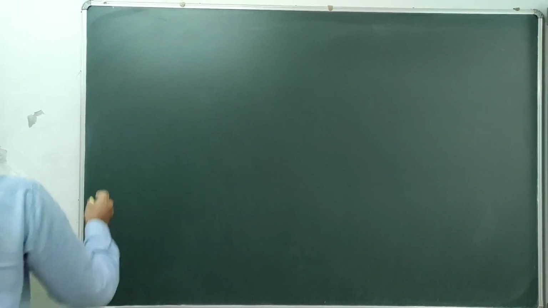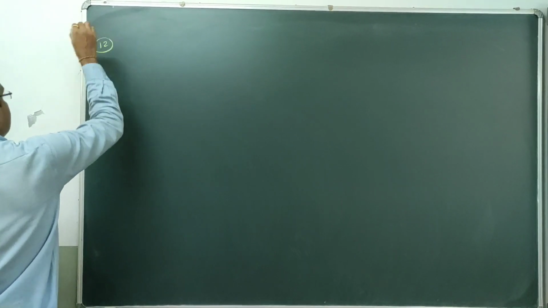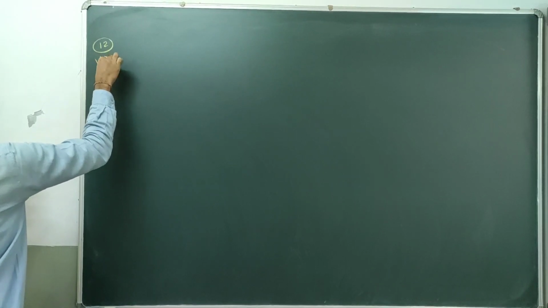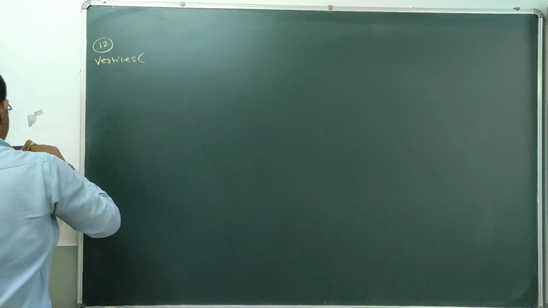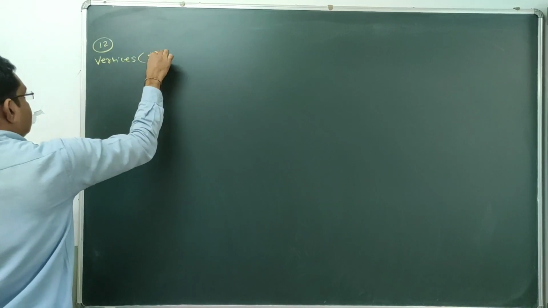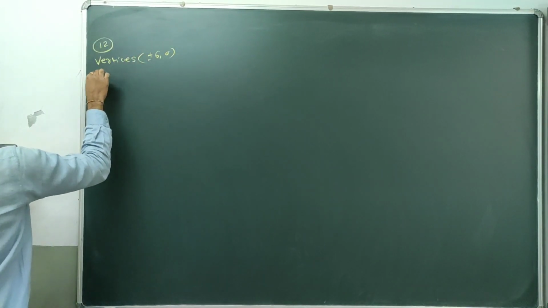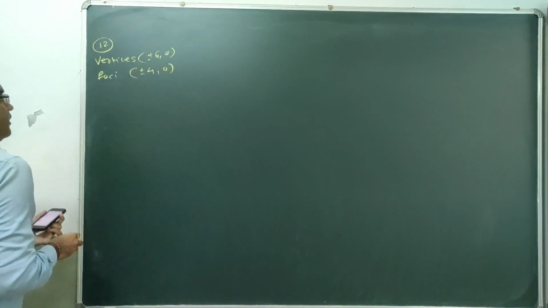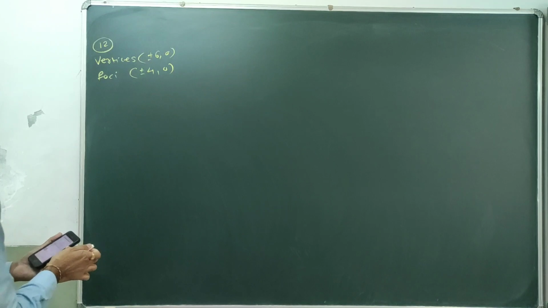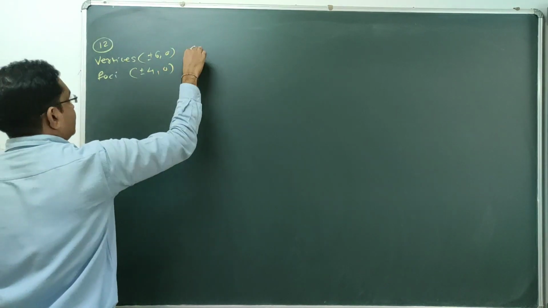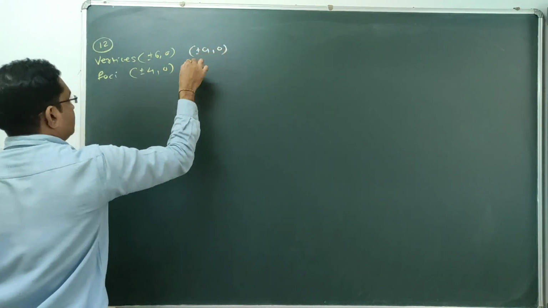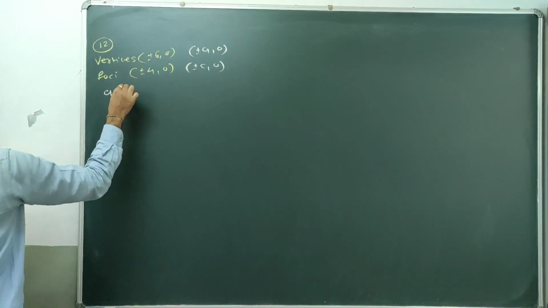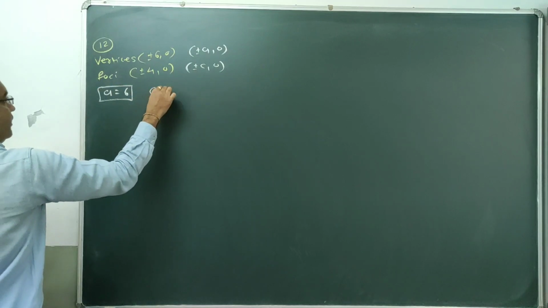So now question number 12. Here the conditions are: vertices of the ellipse are plus or minus 6, 0, same as question number 10, and coordinates of foci are plus or minus 4, 0. So on comparison, we can say vertices lie on the x-axis. It's plus or minus a, 0, and coordinates of foci plus or minus c, 0. We can say the value of a is 6, and the value of c is 4.